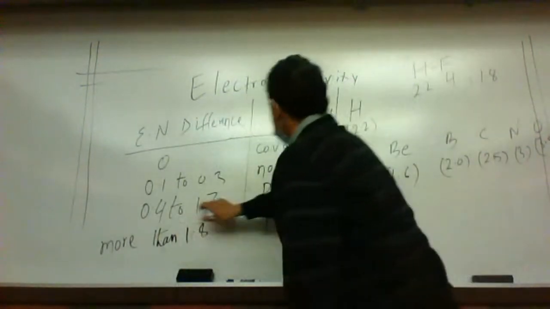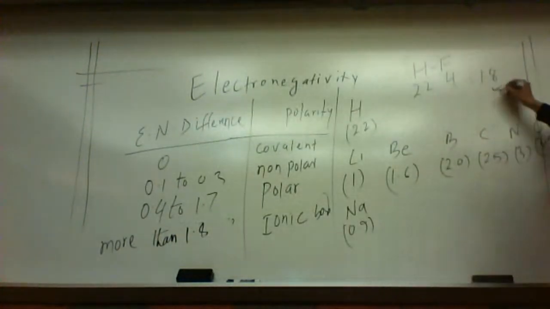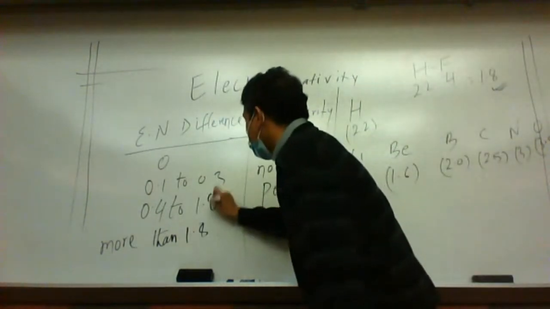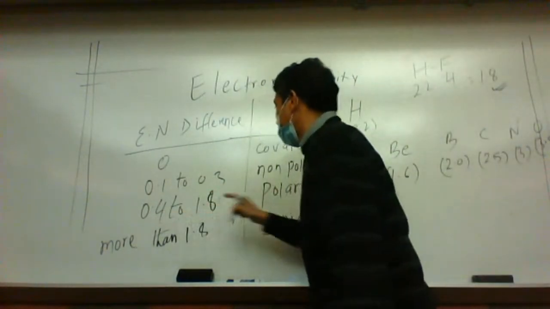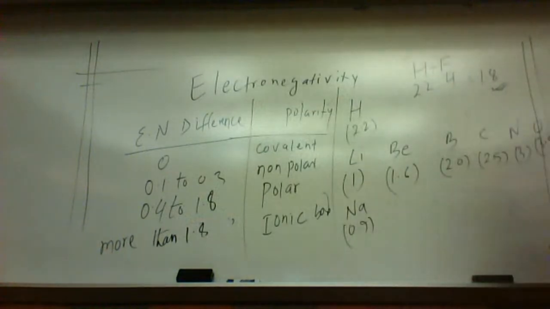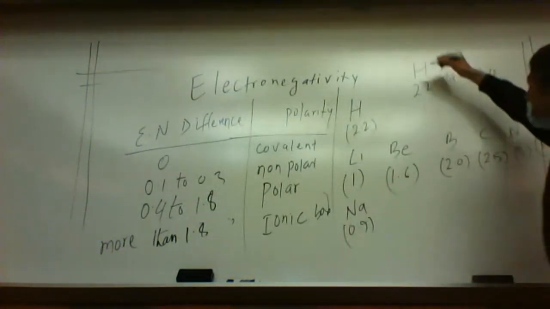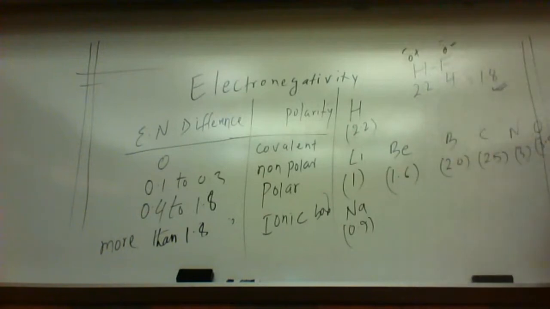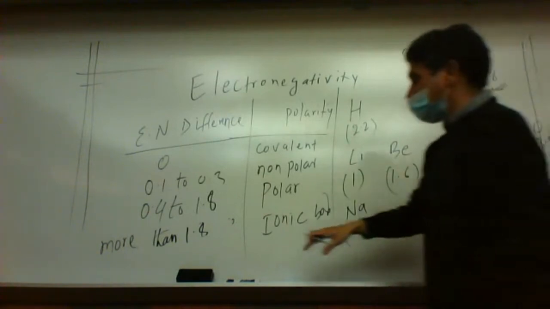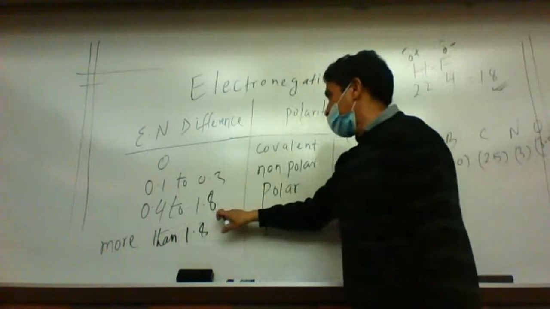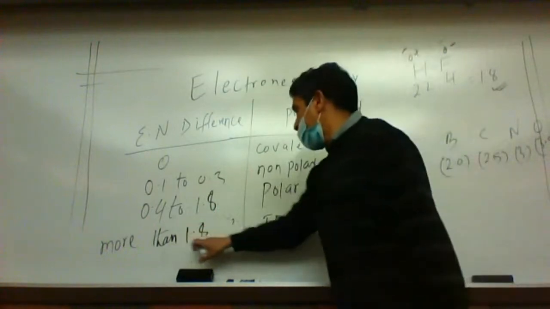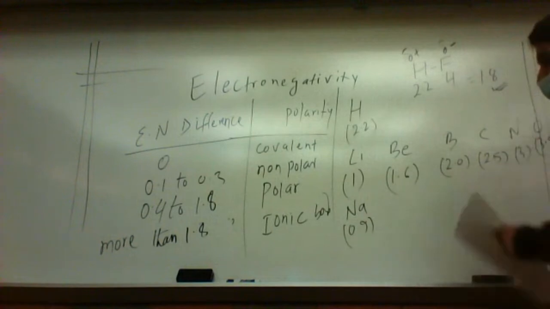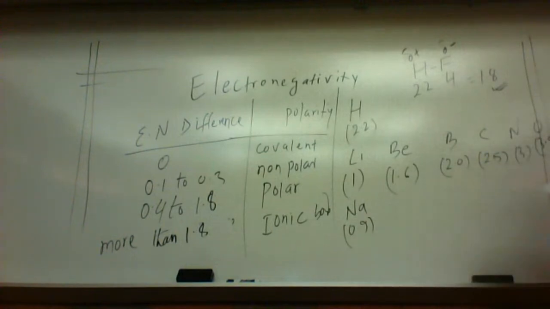So 0.4 to 1.8 is pretty much a polar covalent bond. So maybe you may write something here. 0.4 to 1.8 is a polar covalent bond. So when we write the HF molecule, we give a delta plus here, delta minus here. This is polar. 0.4 to 1.8 is polar. More than 1.8 is ionic. So change that 1.7 to 1.8.